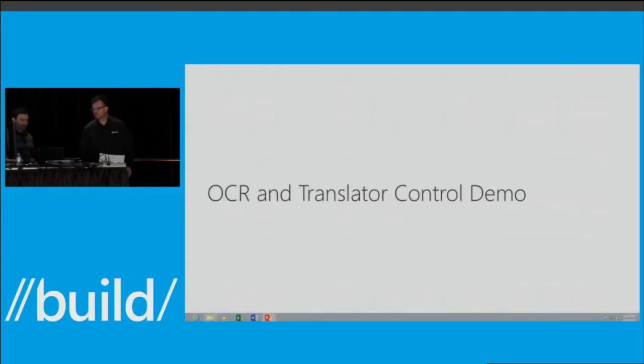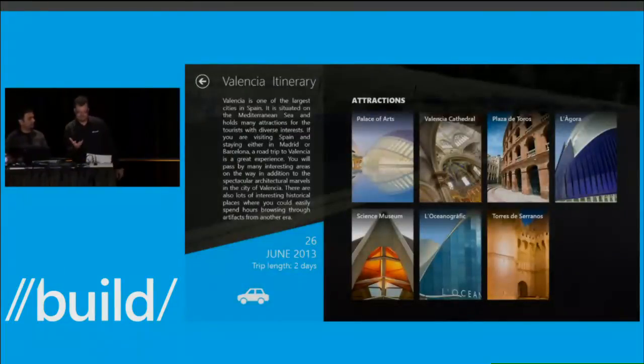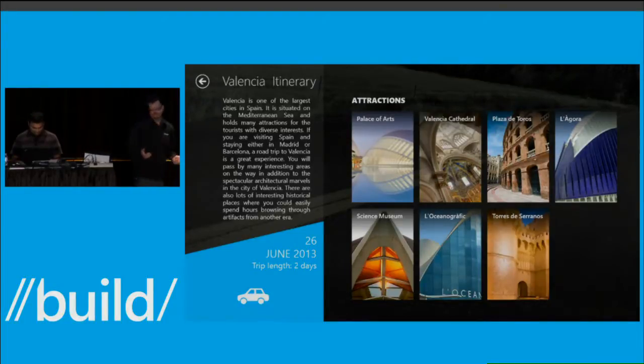Okay, let's talk about OCR and Translator. As we have applications, we don't always know where our application users are going to reside. We might be traveling abroad. We might be in Spain, and we might be coming across different artifacts like a menu or something. And we want to be able to translate these things on the fly. So using the Bing OCR and Translator control, we can go ahead and do these things.